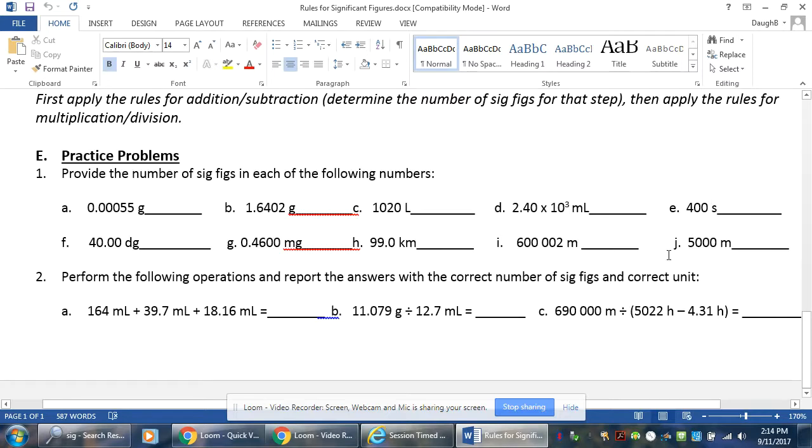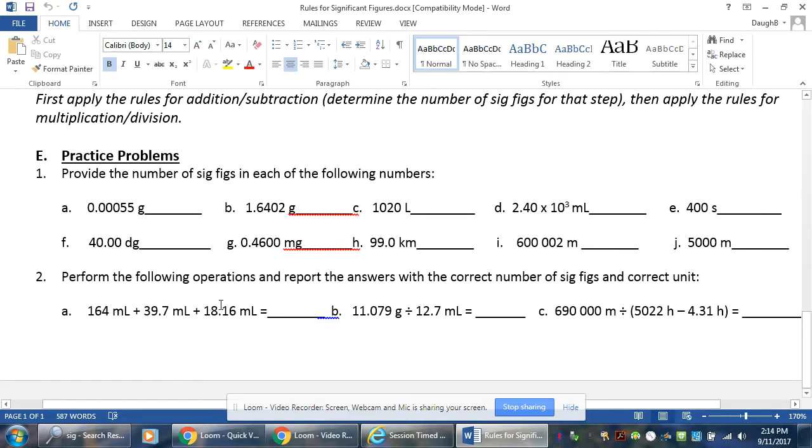Perform the operations and report the answers with the correct number of sig figs and correct unit. I'll let you do the math, but I just want to talk about significant figures here. Remember, A here, it has to do with which one is most and least precise. You only go to the decimal place that is the least precise of your measurements.